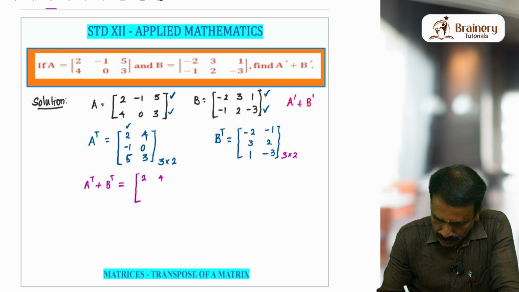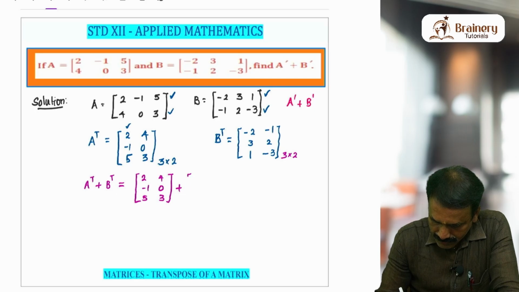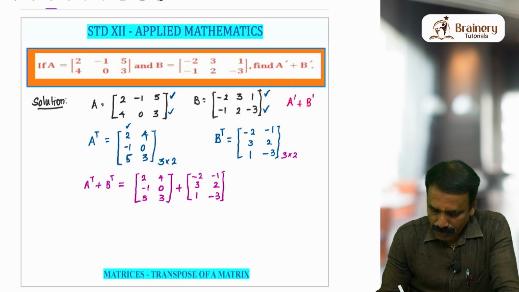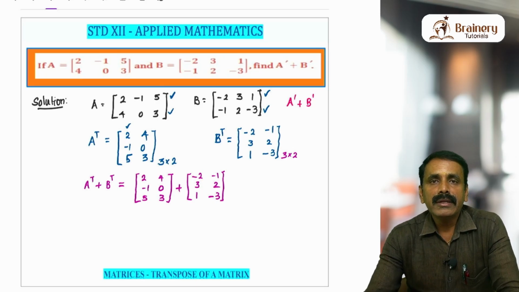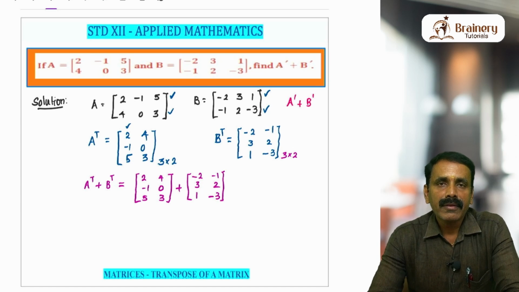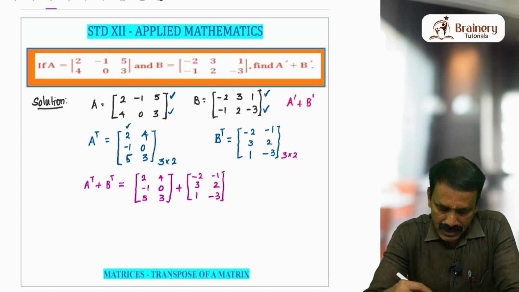2, 4, minus 1, 0, 5, 3 added with minus 2, minus 1, 3, 2, 1, minus 3. Now both the matrices are going to be of same order, so we can add them. Now tell me how to add the two matrices. When the two matrices are of same order, the corresponding elements will be added. We are going to add the corresponding elements.